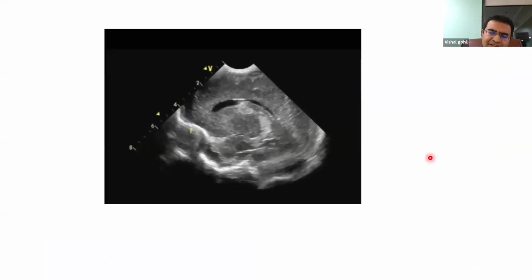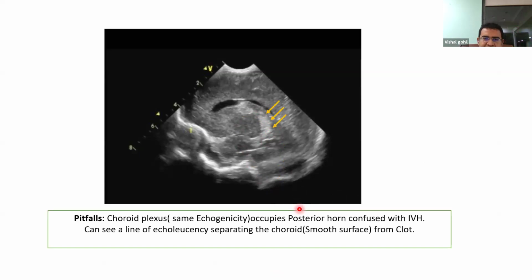Now, there is always some confusion when the blood is mixed with the choroid plexus. Someone says it is part of the choroid plexus, someone says it is part of the IVH. Then how do you differentiate? When your choroid plexus has a smooth surface, as you can see in this image, you can differentiate the blood and choroid plexus by this echolucent line in between. That is your IVH. This echolucent line separates your choroid plexus and the blood.